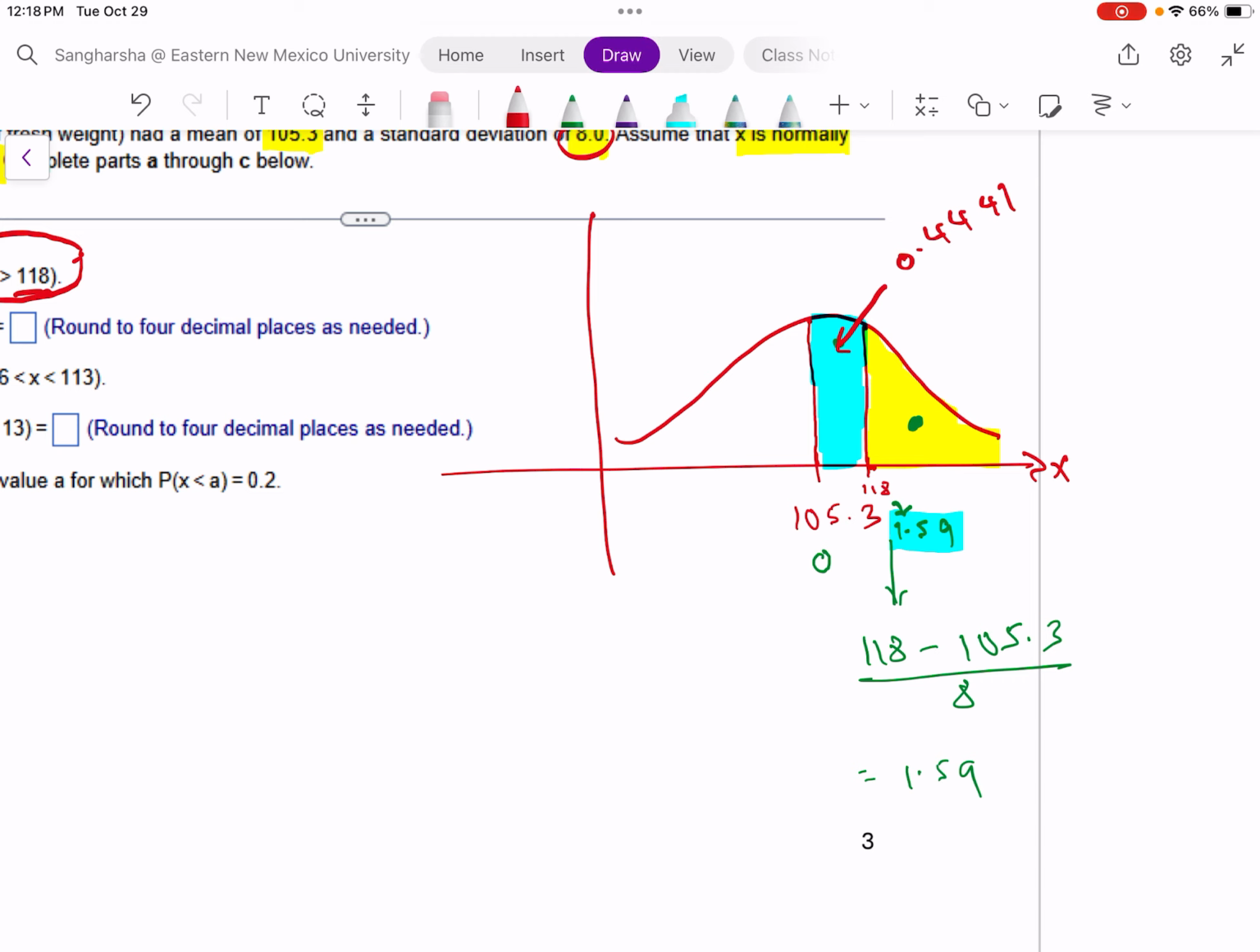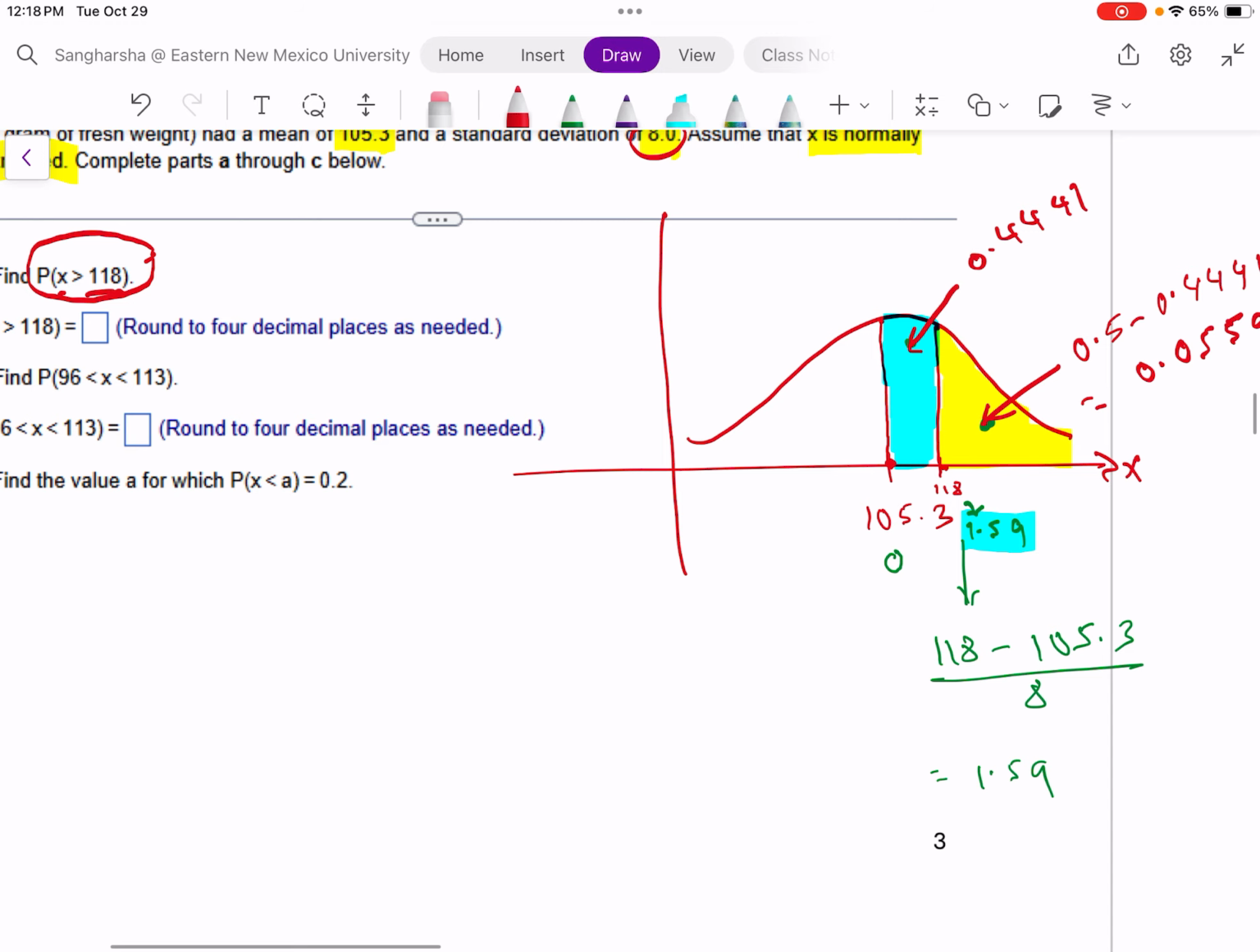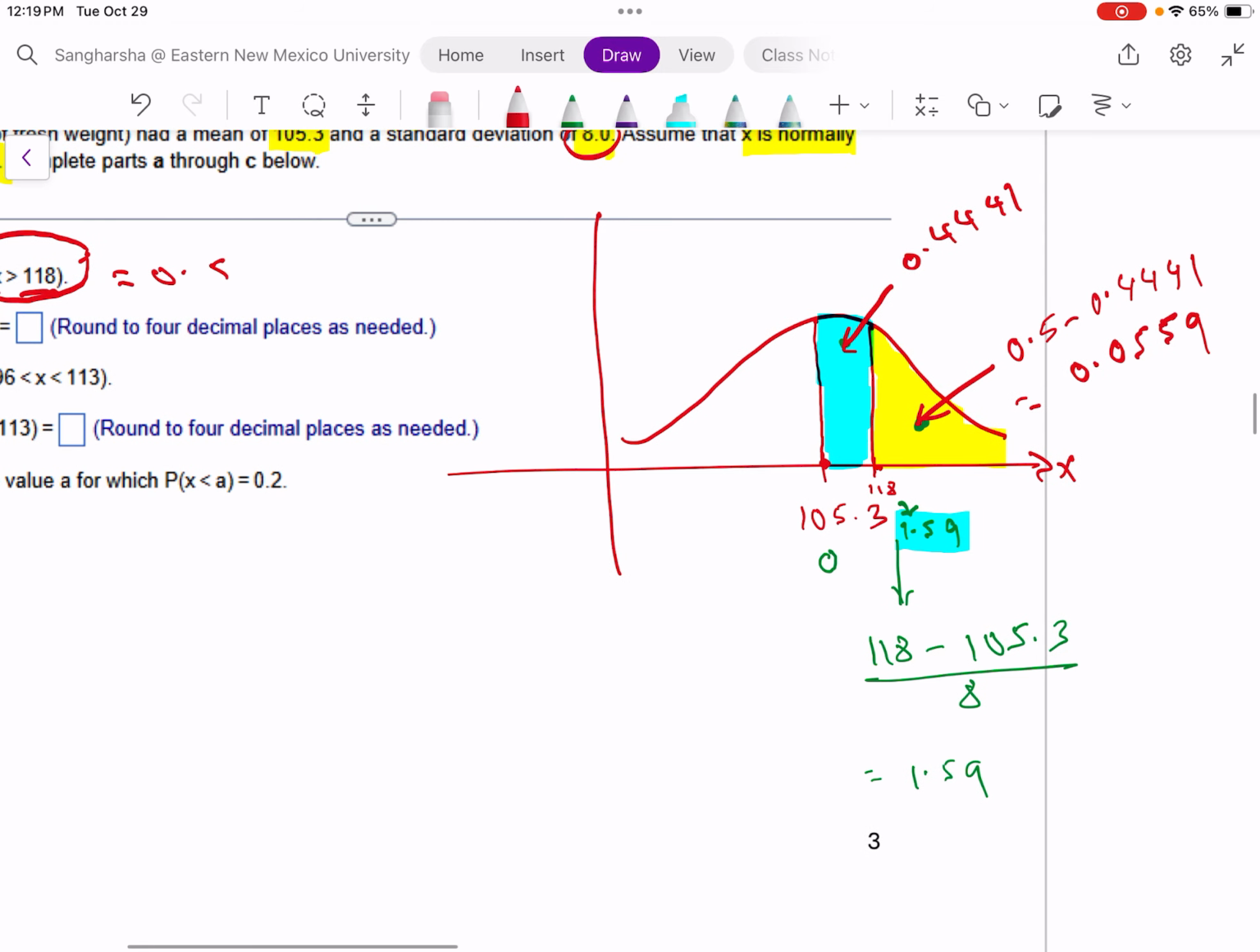Our target is finding the area of the other region. Now what is the area of that region? The total from this point to the right is 0.5. You get rid of this blue region, and we get the region we want, which is 0.5 minus 0.4441, and this equals 0.0559, and this is the probability. So that's 0.0559.